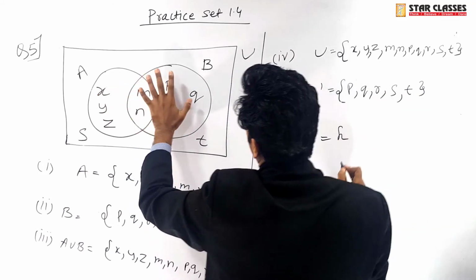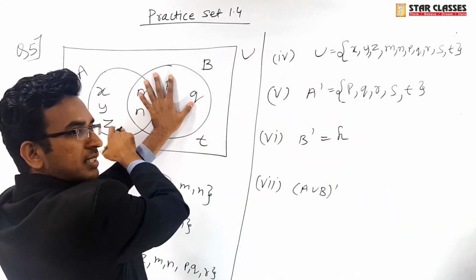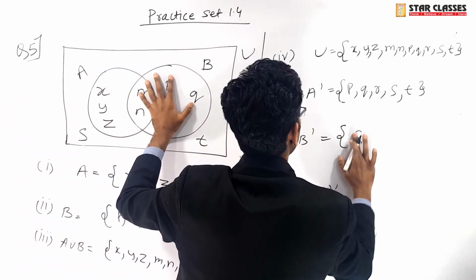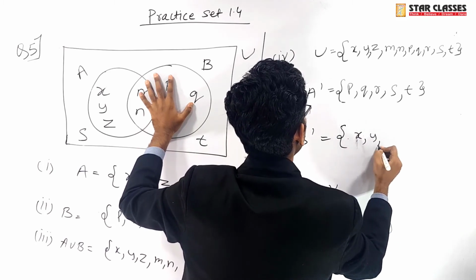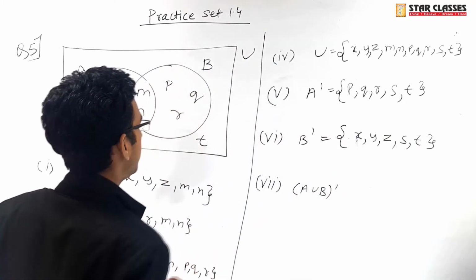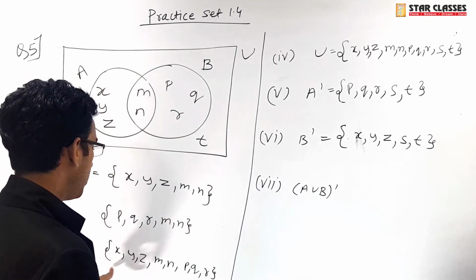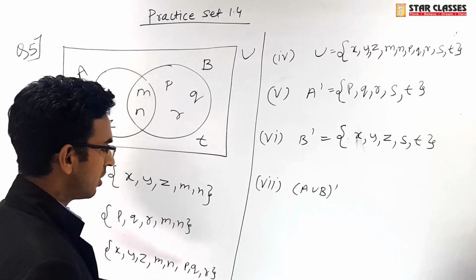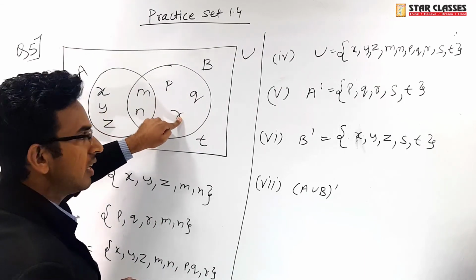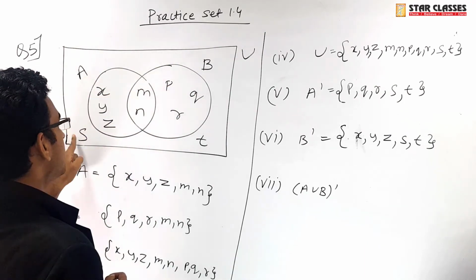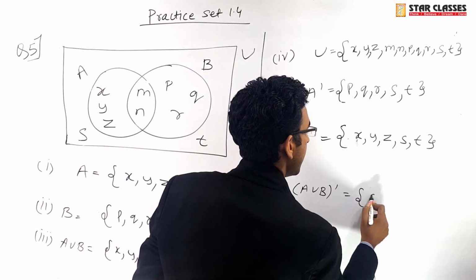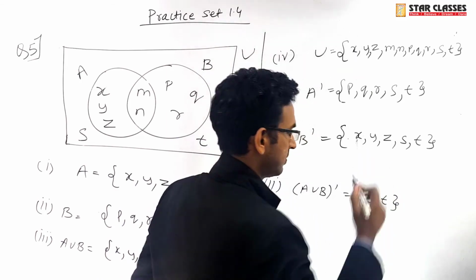B complement is leaving B and writing this. So X, Y, Z, S, T. Now A union B complement. A union B complement is basically A union B. You have to leave this and write whatever is there in the universe. So X, Y, Z, M, N, P, Q, R is already there. So apart from this, what is there in the universe? S and T. You can see from here. So A union B complement is S and T. Okay.